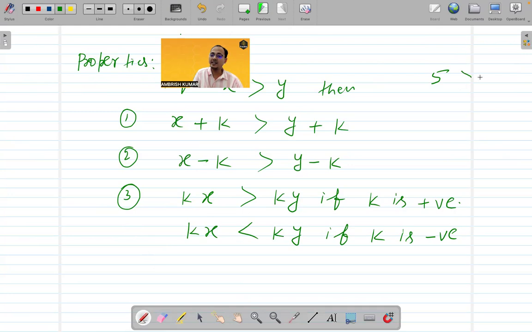5 is greater than 3. Now multiply both the sides with 2. 5 into 2 becomes 10. 10 is greater than 3 into 2, 6.